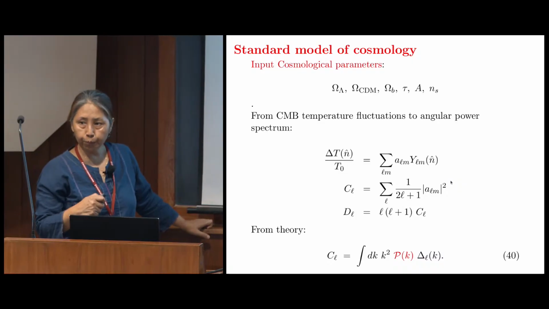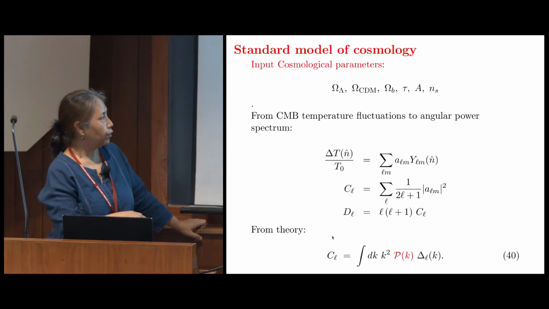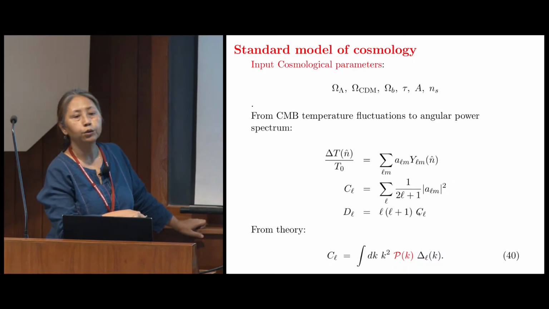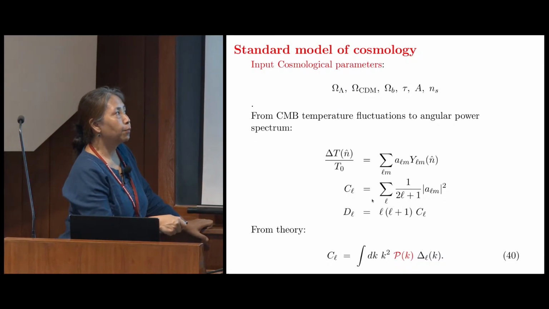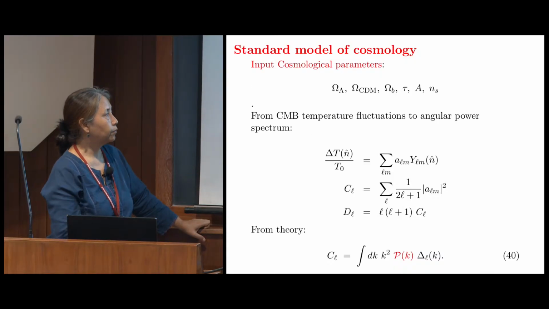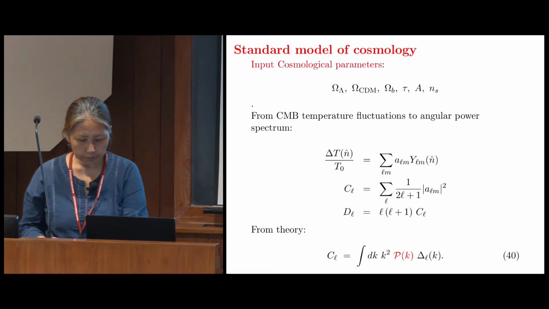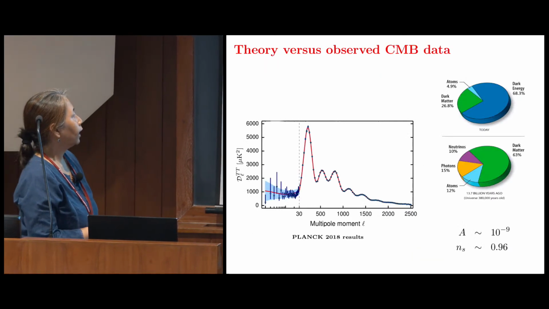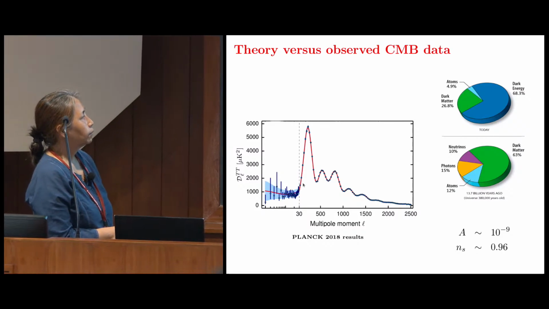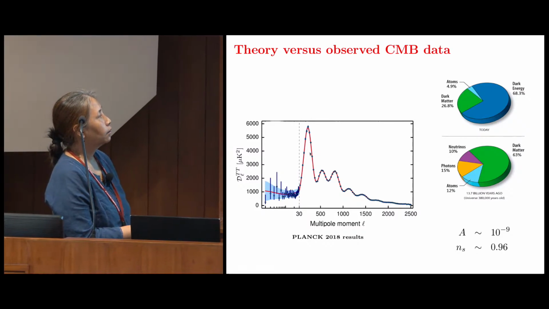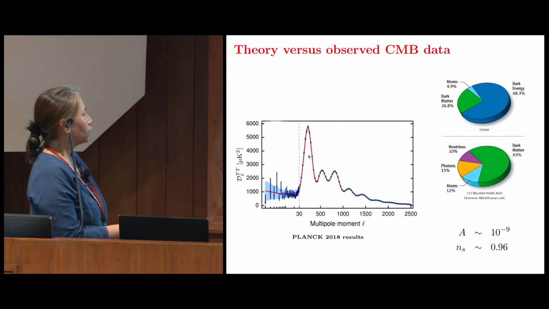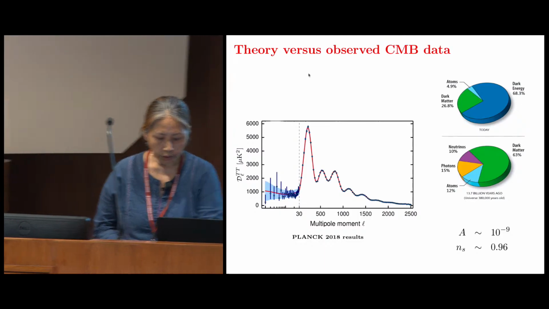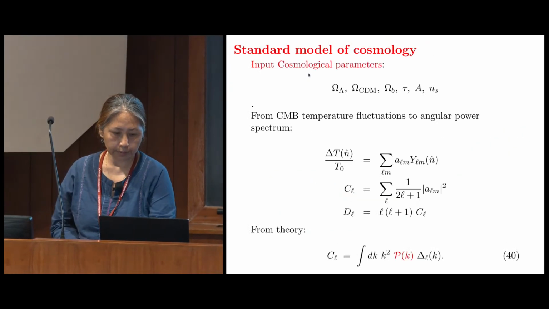Then for the purpose of plotting, we will typically plot L into L plus 1 into CL, okay. So this we can compute from the data. From the data, this is what we get, these dots are what we are getting, and the theory, the red part, I will tell you just now. So that is what the data is saying.